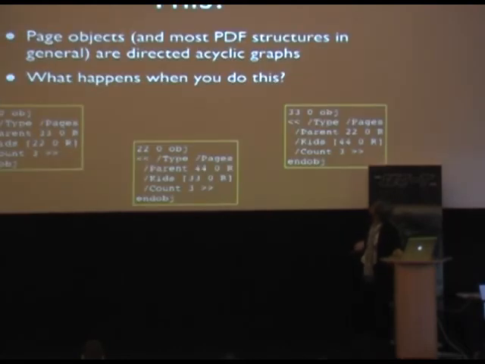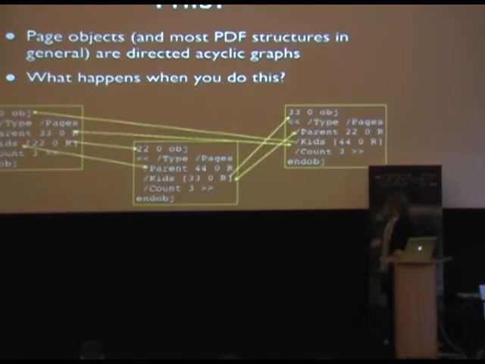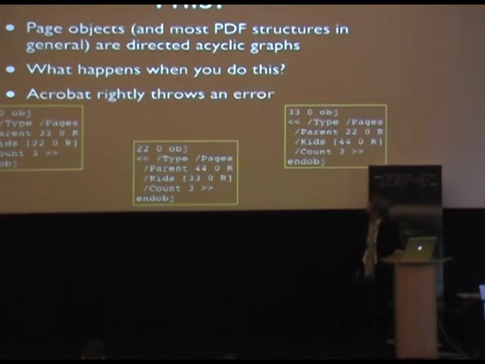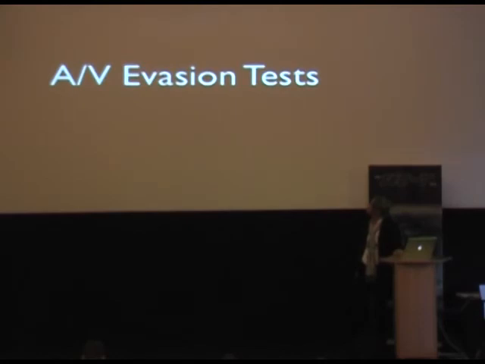One of the other things is that the list of objects is supposed to be a directed acyclic graph. But if you actually do make a cyclic graph out of it, there's a question as to what various parsers do. Acrobat rejects this, rightly so, but I don't know if there are any other PDF parsers that will go into an infinite loop and handle something like this. It's one of the other things for future research. So, the results of this.